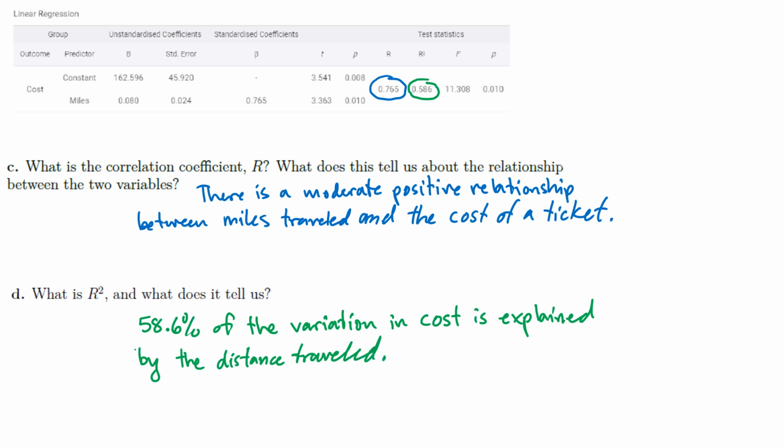All right, and if you think about this, it makes sense. Your cost of a plane ticket is going to rely quite a bit on how far you're traveling, but that's not the only thing. What city are you going to? There are lots of other factors that go into the price of a plane ticket besides just the distance traveled, but it makes sense that a majority of that variation could be explained by something like distance.